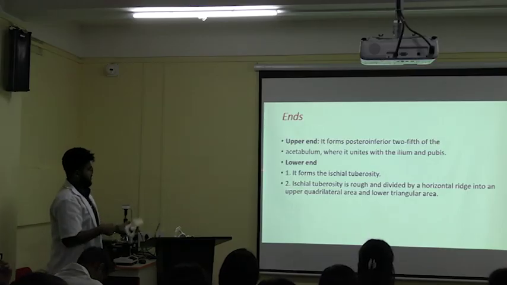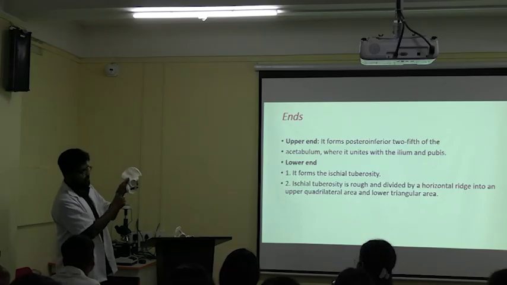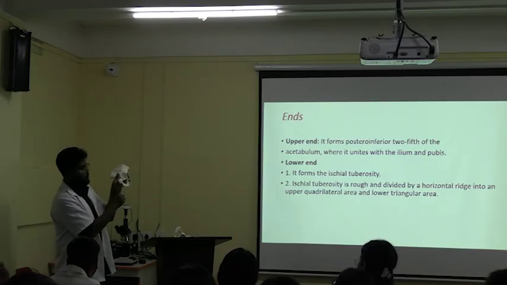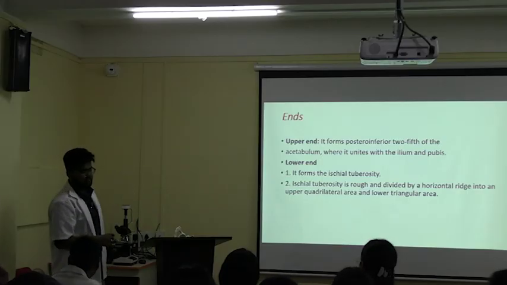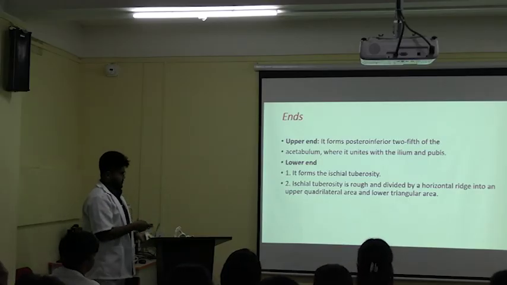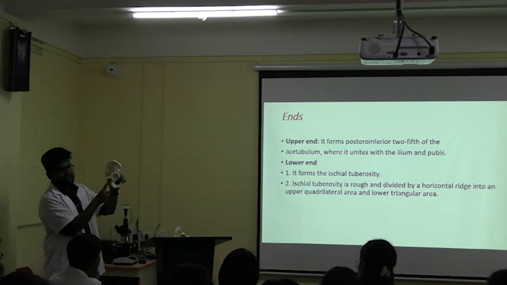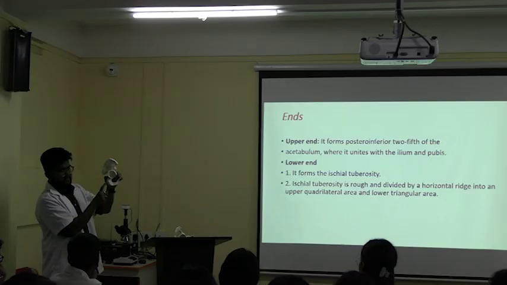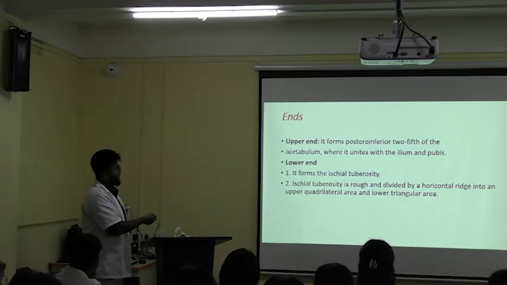And you can see the lower end, this is the lower end. Here one tuberosity is present. This is called the ischial tuberosity. Here four important muscles are attached. So you can see this upper part is quadrilateral, meaning four surfaces are present here, and the lower part is the triangular part. First you have to write down these parts.